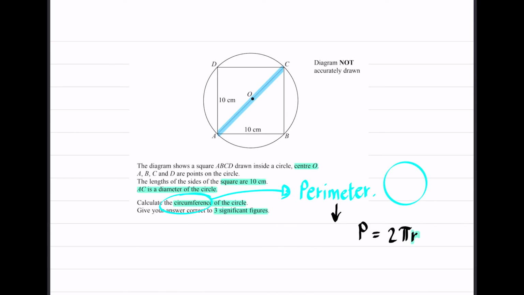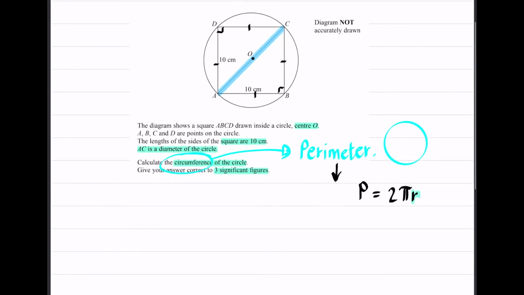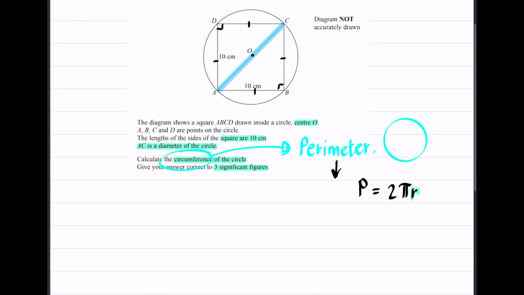So now, because we're working with a square, we know that all 4 sides are equal to each other, which means that we have 10 centimeters all around. The other thing that we know about the fact that we're working with a square is that all the interior angles are 90 degrees in a square. So that means that I have 2 right-angled triangles, which means that I can therefore use Pythagoras to determine the diameter of the circle or the length AC.